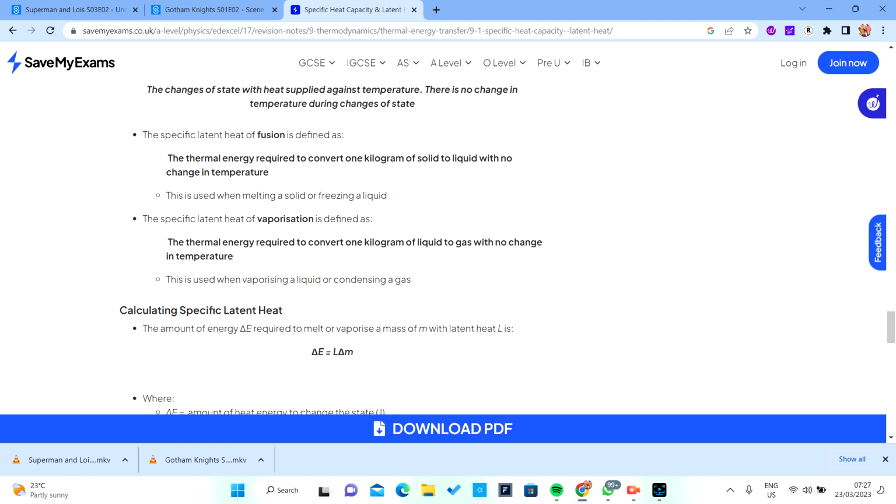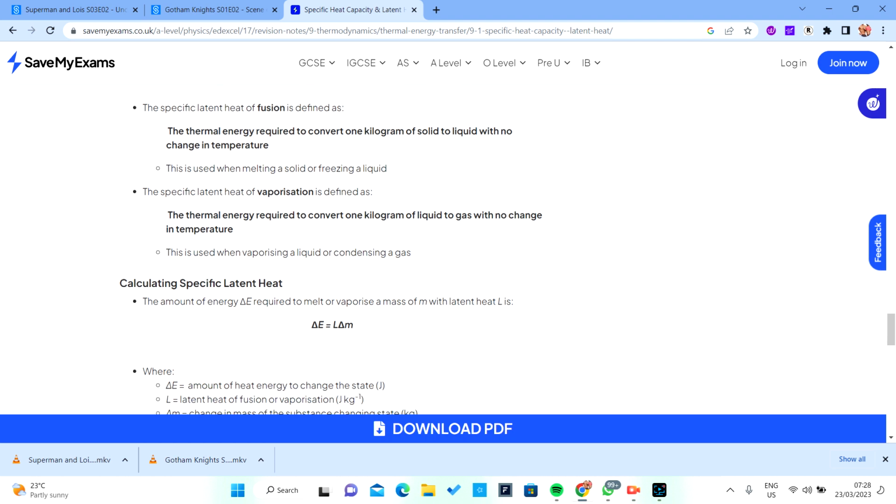But the way they most likely give it to you is you have a body supplying the heat, and they will ask you to calculate the heat energy lost by that body, which will be equal to the heat energy supplied to the other body to cause the change of state.